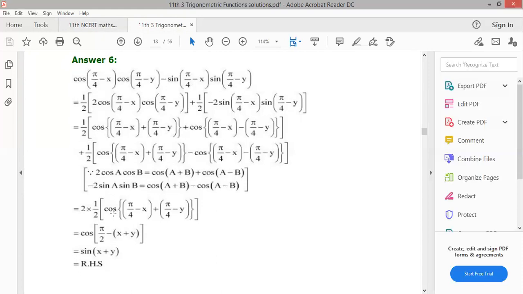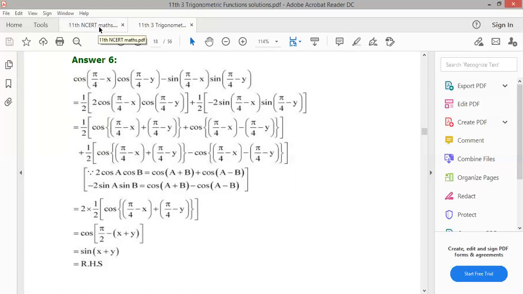We are left with only, you see here, two terms get cancelled. Which one? It's cos of pi by 4 minus x, cos of pi by 4 minus y, cos of pi by 4 minus x. It's positive, it's negative, so these will get cancelled. It will get cancelled with this one, and you are left with only two terms, and they are like terms. So it becomes twice, and 2 and 2 get cancelled. You are left with this term. You can see here in the addition, pi by 4 and pi by 4, that's pi by 2 minus x plus y. Cos of 90 minus theta is equal to sine theta. With the help of cofunctions you can solve this.